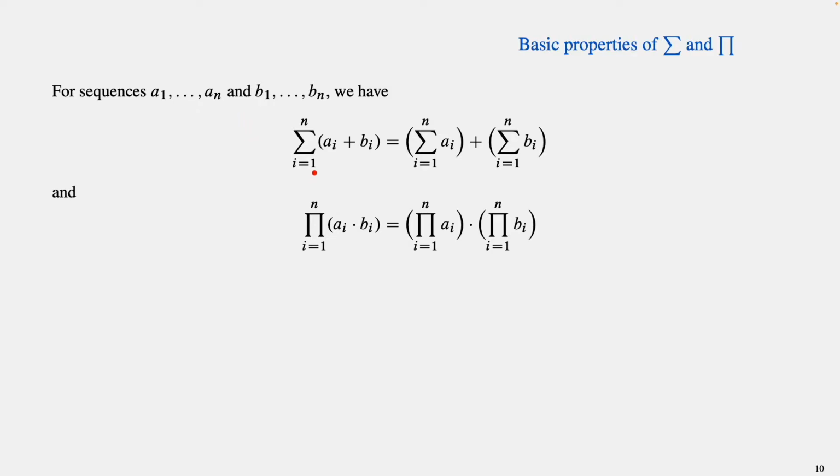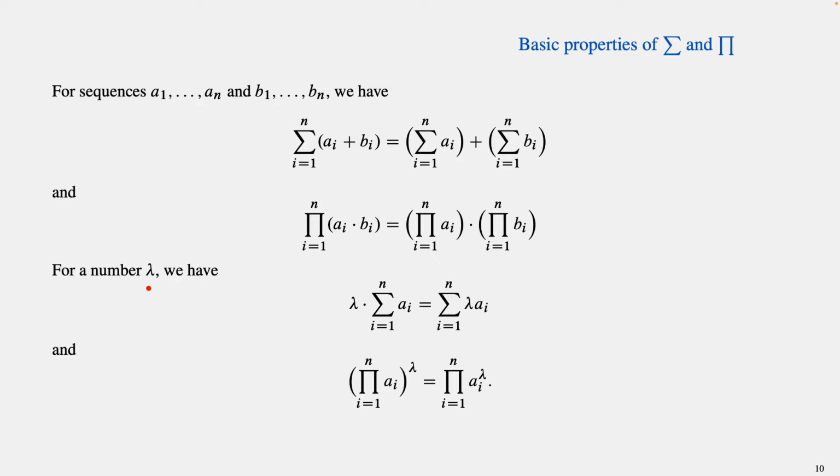So the sum from I equal to 1 to n over AI plus BI is the same as first summing all the AIs, then summing all the BIs and adding these two sums together. And similar for the products, the product from I equal to 1 to n of AI times BI is the same as the product over the AIs multiplied with the product over the BIs.